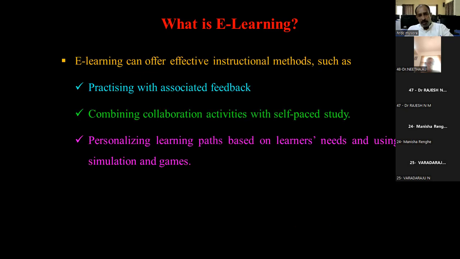So e-learning can offer effective instructional methods such as practicing with associated feedback. By making use of some tools and technology, you can learn a particular concept and you can assess yourself with associated feedback. For example, you have read one particular topic. Having read, the system will automatically pose some questions like true or false, or multiple choice questions, or even some critical thinking questions. Now you will answer those questions, and immediately the system will assess whether your answer to that question is correct or not.